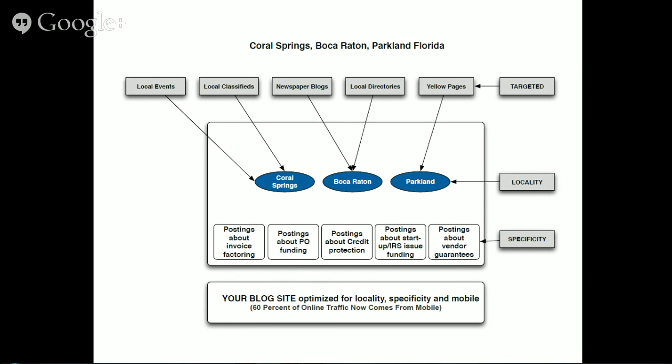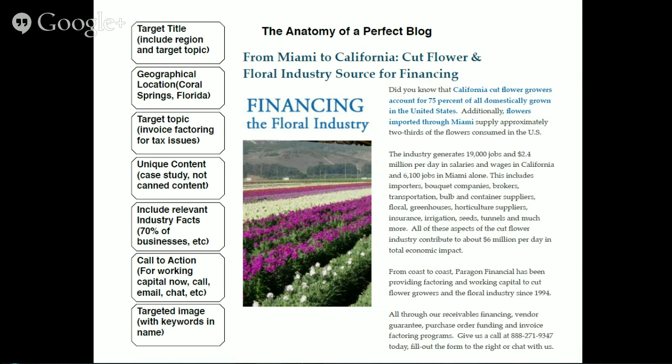Let me go ahead and flip this over. So this next slide is called the anatomy of a perfect blog. So what you want to do is you have to choose the title. And the title, in this case, I put Miami to California. Let's just say it would be like Miami to Fort Lauderdale. So that's really what you want to do, is you want to target your specific cities in the title, and then you want to target the topic. What are you talking about? You don't want to talk about invoice factoring. You want to talk about something very specific about invoice factoring. In this case, it's cut flowers.